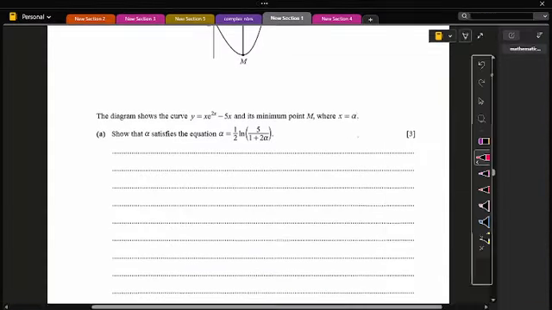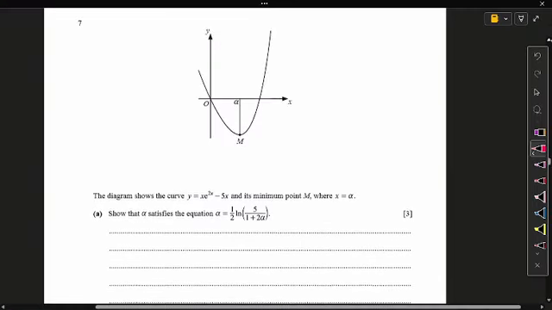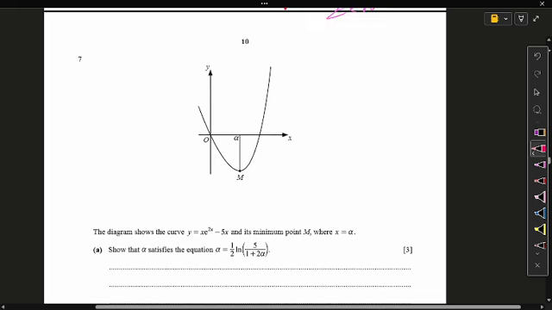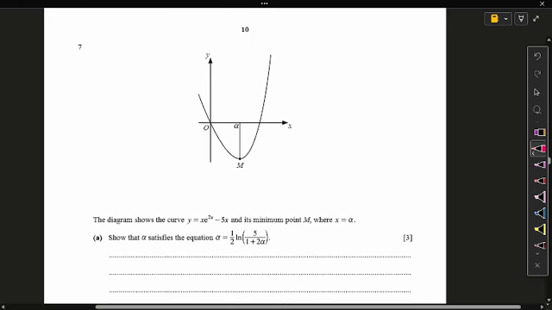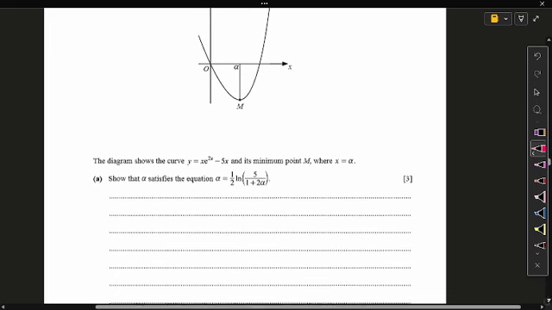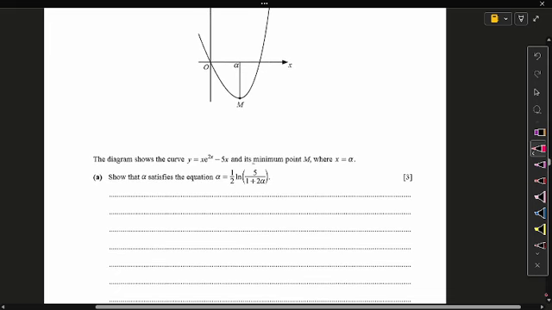Okay, next question is about iterative formula. The diagram shows y equals x times e raised to the power 2x minus 5x, and its minimum point is M whenever x is equal to the value of some alpha, that is maybe any constant. Show that alpha satisfies the following equation: alpha equals 1/2 ln of 5 over 1 plus 2 alpha. First of all, you have to consider the definition of minimum point.